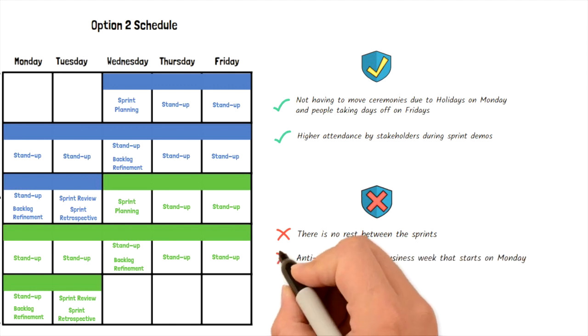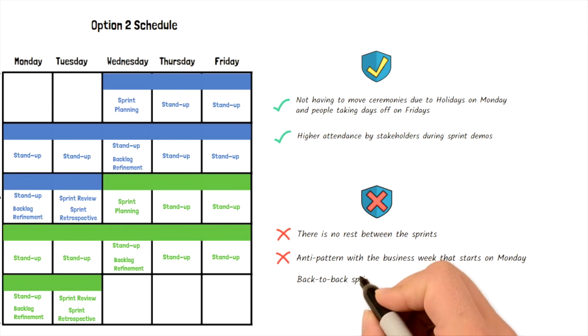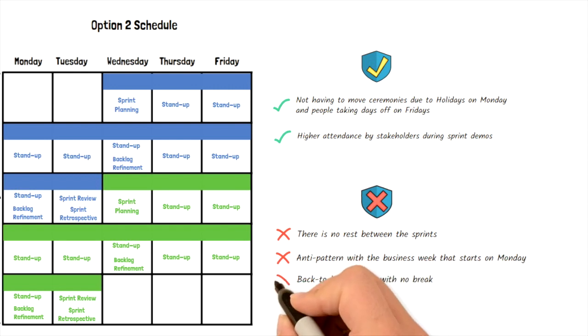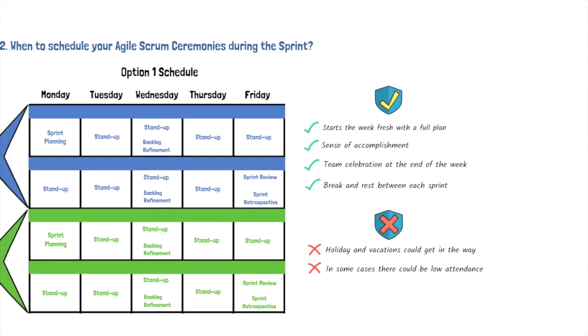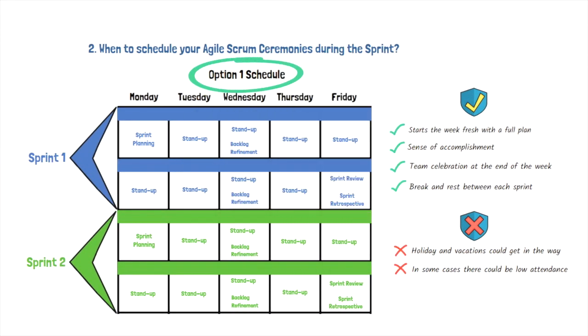The back-to-back sprints with no break could start making the team feel like all the sprints are connected and not feel like different iterations. My recommendation of the 2 schedule options presented is option 1, with starting the sprint on Monday and ending the sprint on Friday with review and retrospective.